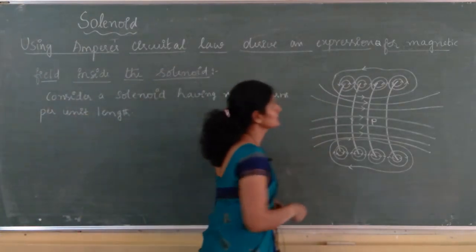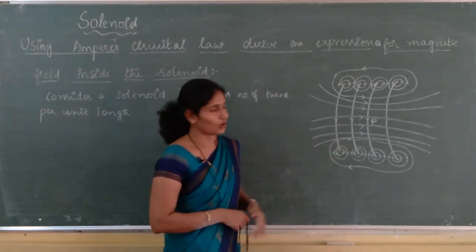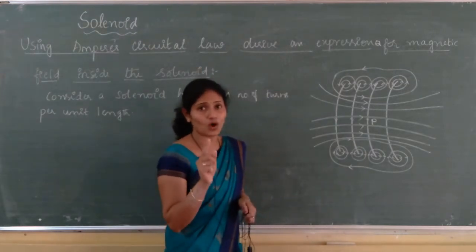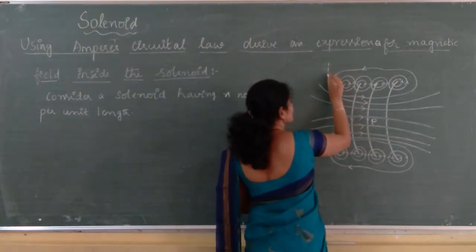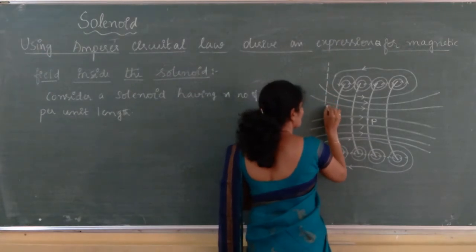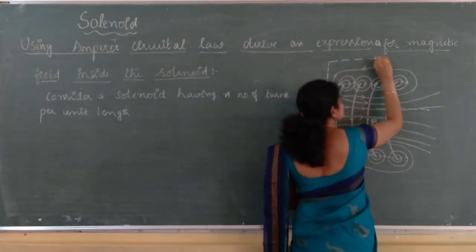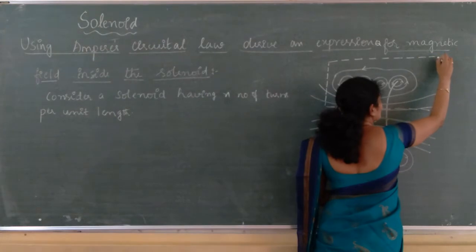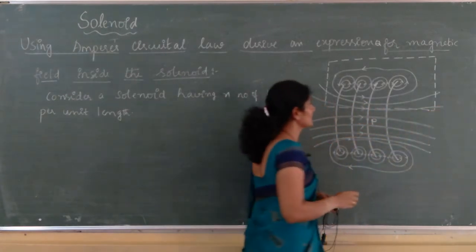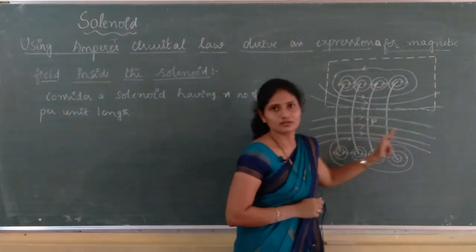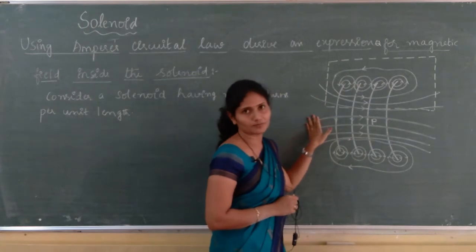In order to find the magnetic field inside the solenoid, what do we have to do? We have to use Ampere's circuital law. For that, you have to consider one closed curve. A closed curve may be a square, a rectangle, or a circle. All are closed, so you can consider any of them. Here I will consider a rectangle. This is also closed.